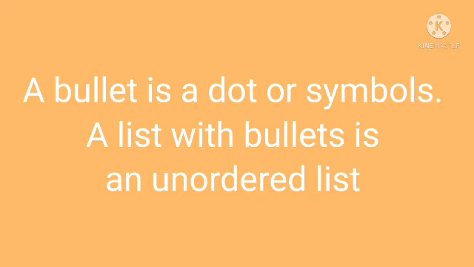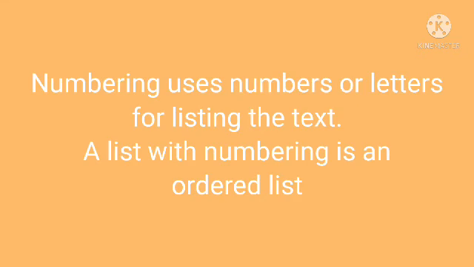The second one is numbering. In numbering we can see numbers or letters for listing the text. If you want to arrange a list of text, we can use numbering. A list with numbering is an ordered list. So bullets are an unordered list, but numbering is an ordered list. That is the difference between these two.